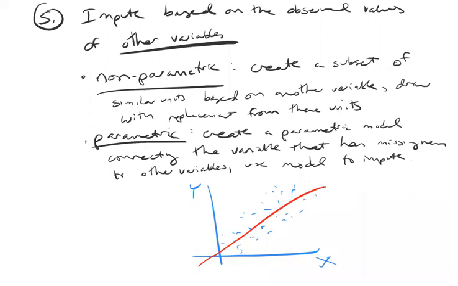So now, if it turns out that for a person with this value of X, I'm missing Y, well, okay, I should draw a value from this normal distribution, right? The normal distribution centered at the line with variance equal to the residual variance. And so I might, for example, end up like right here. And this would be my imputed Y value, right? That's the parametric version. So the non-parametric, I'll show you on a slide in a moment. Parametric version, something like I'm running a linear regression.